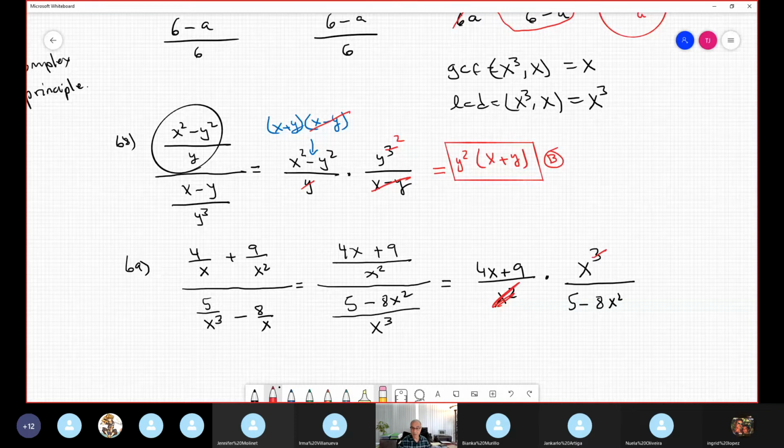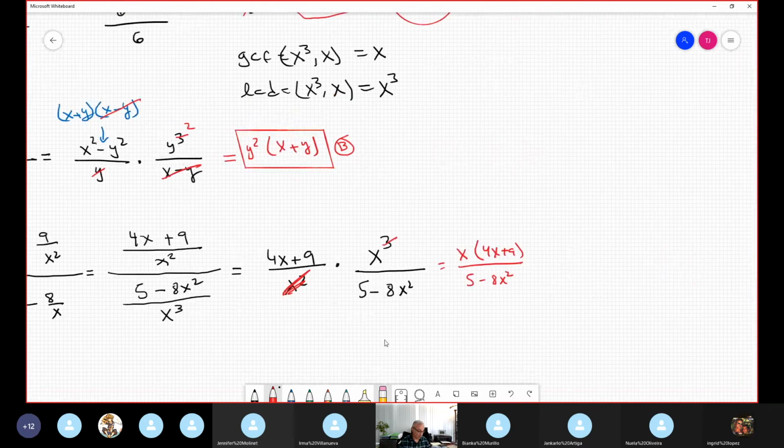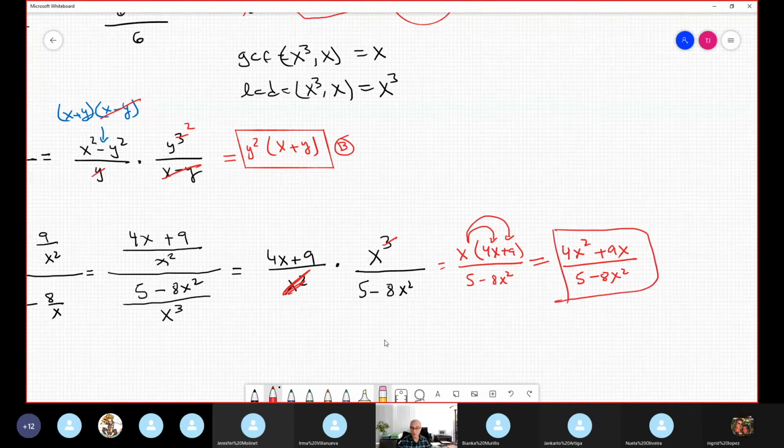Now in the top we have x times 4x plus 9. In the bottom we have 5 minus 8x squared. However, I don't see this answer. The reason is that the people doing that problem, I don't know why, but I need to understand, break it down. So apply the distributive property: 4x squared plus 9x divided by 5 minus 8x squared. Okay, and this is the final answer, which corresponds with option A.